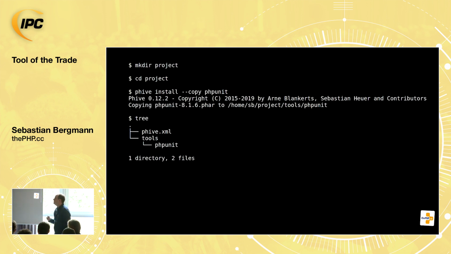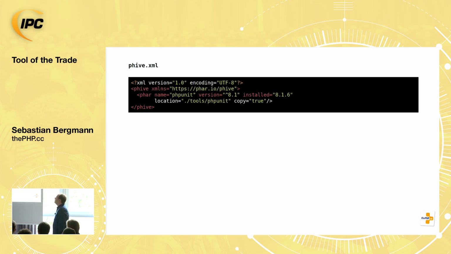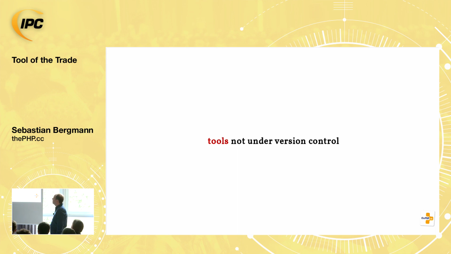But I'm paranoid. Your level of paranoia may vary. So what composer.json is for Composer, phive.xml is for Phive. Same semantic versioning constraints. Please use constraints. The star is not a constraint. And so on. And by default, you do not have tools under version control. But like I said, I do that.